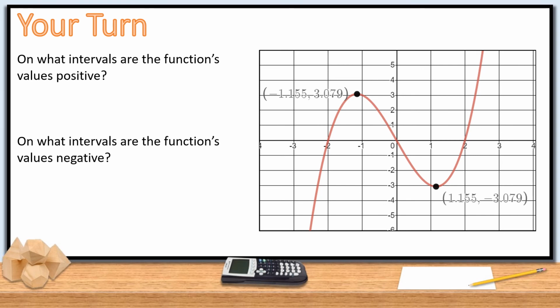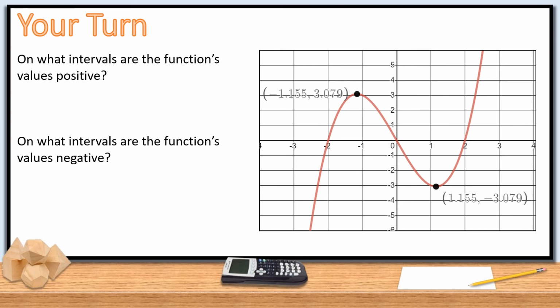All right, another one, your turn. I want you to try this one on your own. So what are the intervals for positive and then negative as well? And there are, let's see, so there's 2 of each. So make sure you are getting 2 positive and 2 negative intervals. Pause the video, come back, let's see how you did.